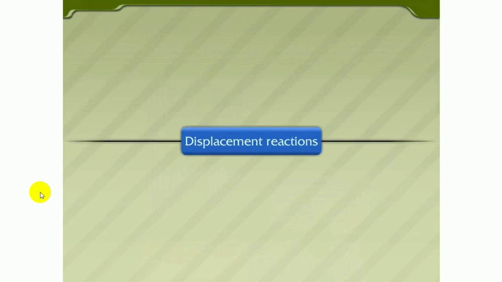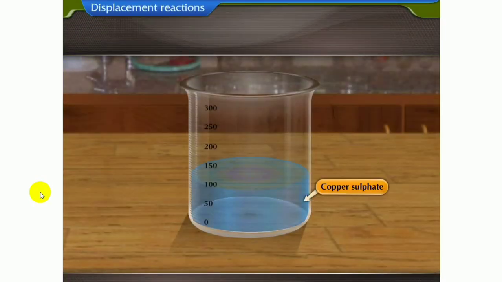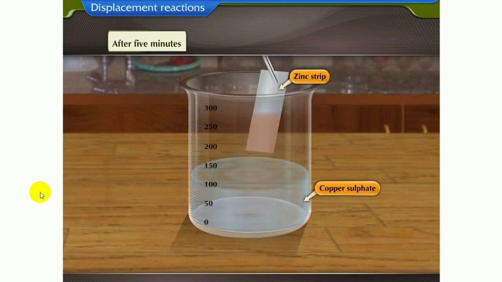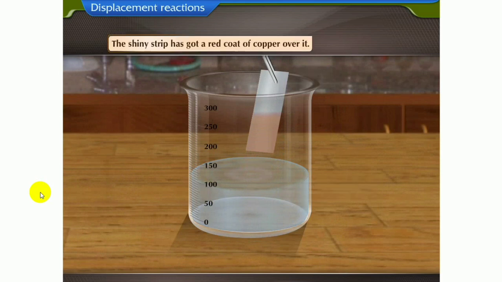Displacement reactions. Take a solution of copper sulfate in a beaker. Dip the zinc strip in the solution. Remove the strip after 5 minutes. What do you observe? The shiny strip has got a red coat of copper over it. The copper sulfate solution has also become lighter in color.